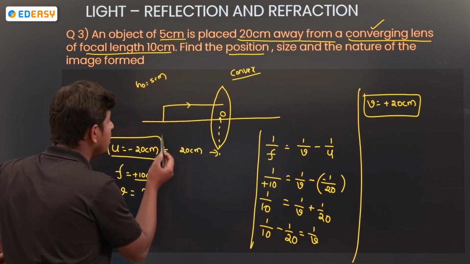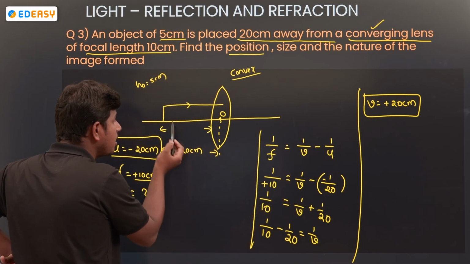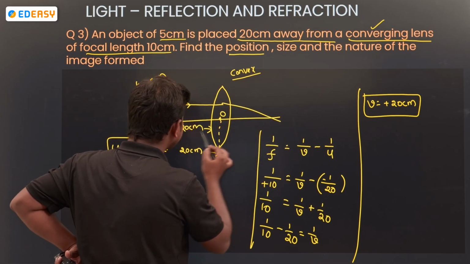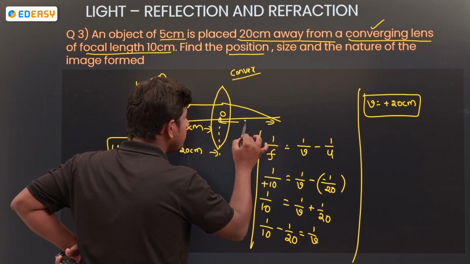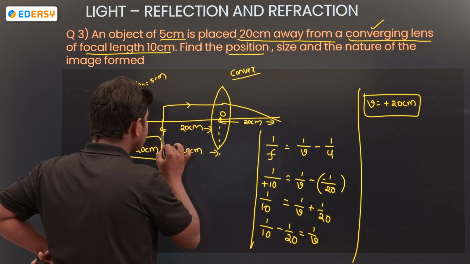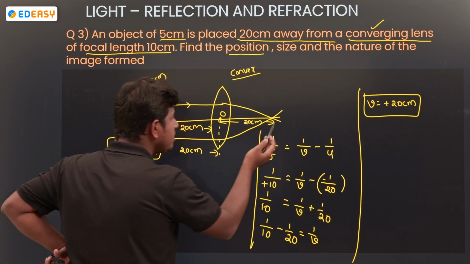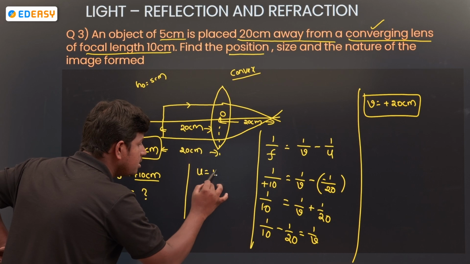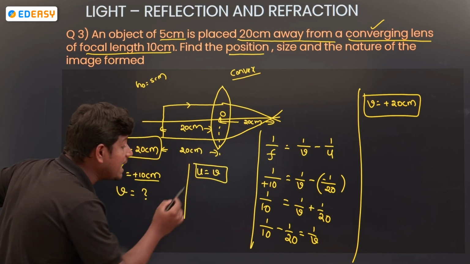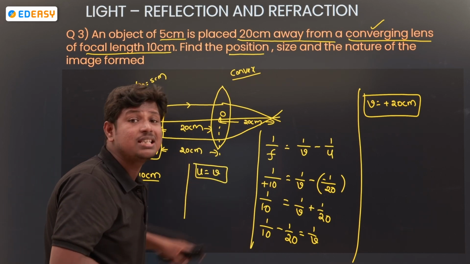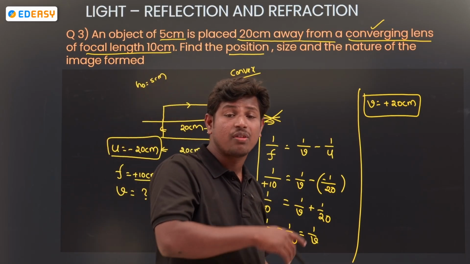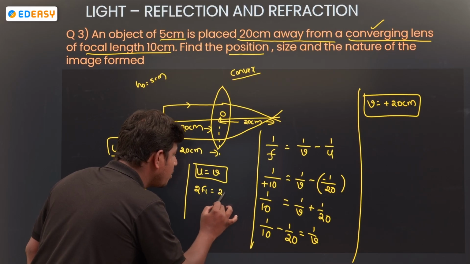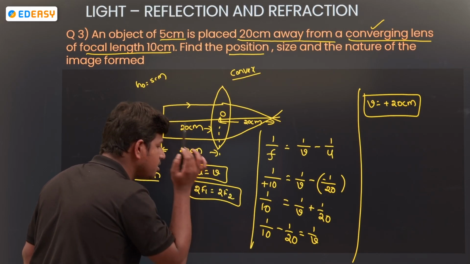Because where the image will be, if the object is 20 centimeter, that means the image is also 20 centimeter only. So image distance is also 20 centimeter. That means object distance is equal to image distance. It means where is the object? At the center of curvature. See here also, 2F1 is equal to 2F2.